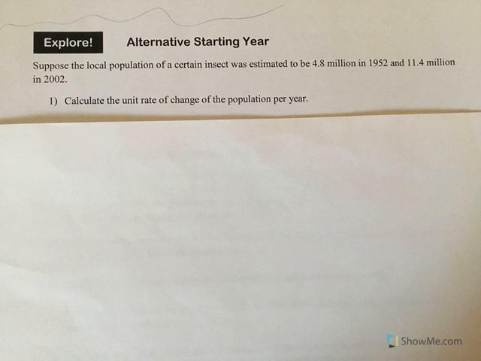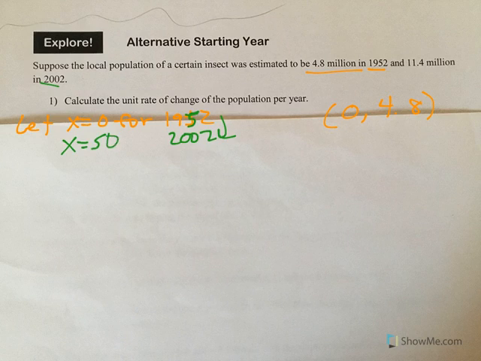All right, so the way we've been doing these problems is we find the oldest year and we say let x equal 0 for 1952. So that ordered pair would be 0, 4.8, where the y value is represented in millions. And then we say, okay, 2002, well, that's 50 years after 1952, so that x value would be 50. Got to have the same difference between each piece. So at 50, we'd be at 11.4 million.